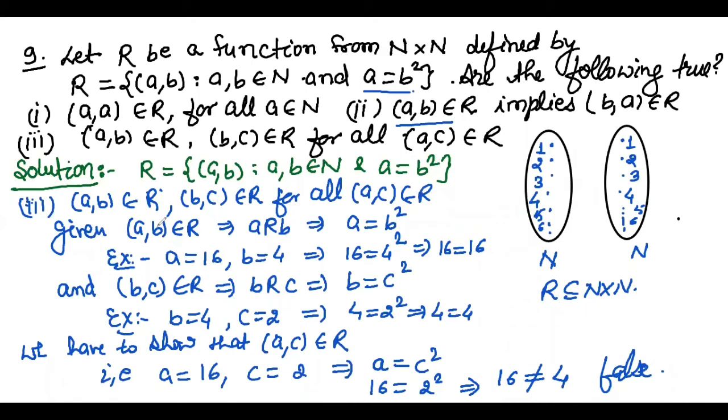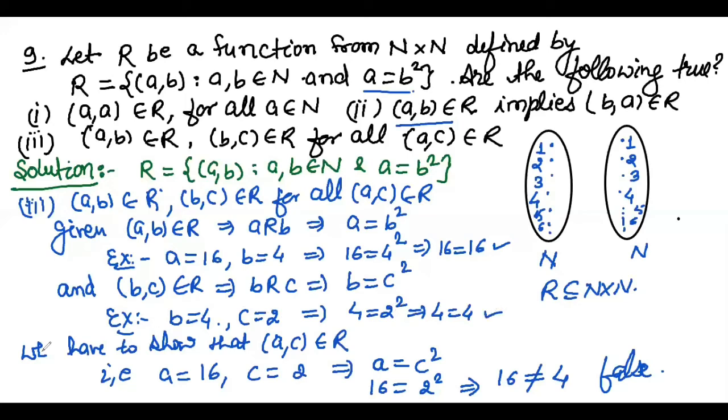So here AB belongs to R, that is given part, meaning is A is related to B. So according to condition, we can write A equals to B square. So example also I have taken here, A equals to 16. If I am taking A equals to 16, B I am taking B equals to 4. Randomly I am taking values for showing these two. Now I'm applying here A 16 and B 4. So it is true. Now BC belongs to R. This is also given part. So B is related to C. So B equals to C square. So B is 4 and C I have taken here 2. So 4 equals to 2 square means 4 equals to 4.